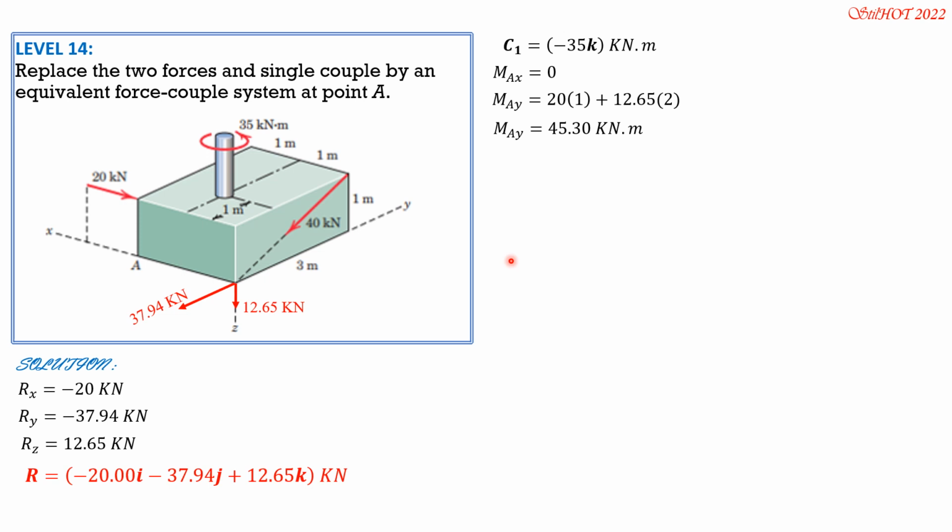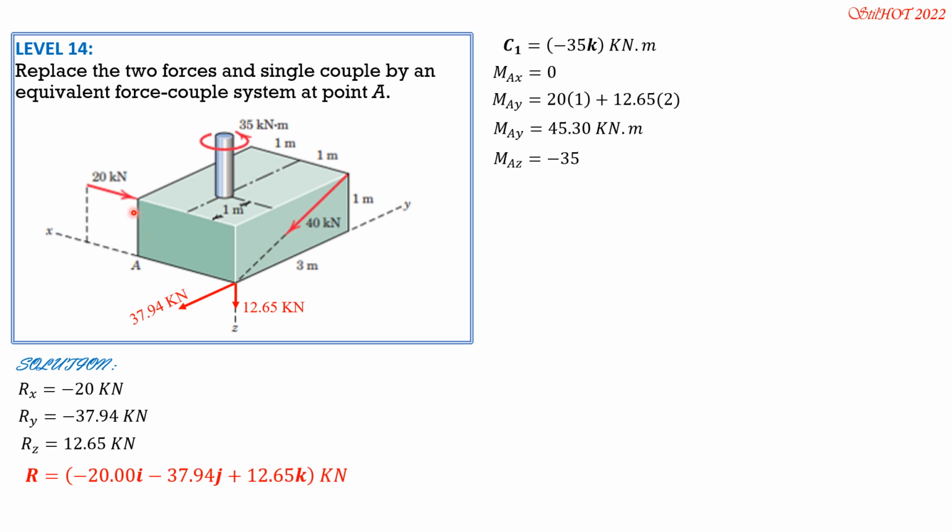kilonewton meter. MAZ, this is the z-axis, so your right thumb will be pointing here. So the positive sense of moment about AZ is in that sense. The curling of your forefingers would be in that sense because your right thumb would be here pointing downward. That's the positive z-axis. So it is equal to negative 35 for C sub 1, then plus 37.94 times 2.